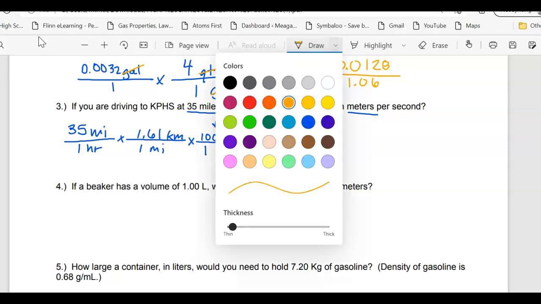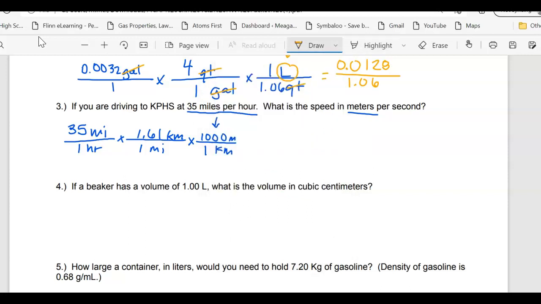Okay, so right now if I took this and started marking things out, I would see that mile cancels mile, kilometer cancels kilometer, and I'm left with meters right here. So if I stopped right here and got my answer, I would have meters per hour. So you see those are the two things that are left. So I don't want meters per hour, I want meters per second. So I have to keep going.